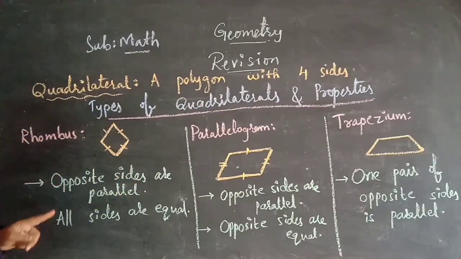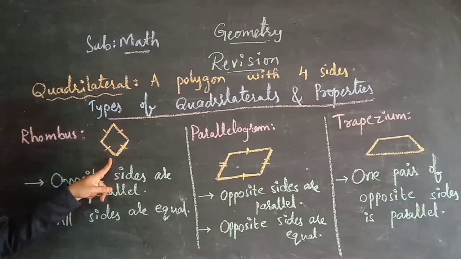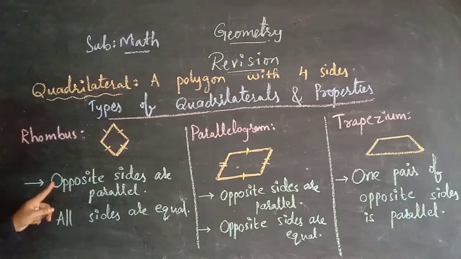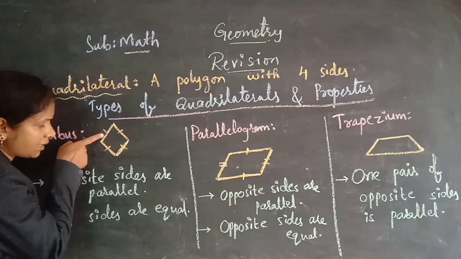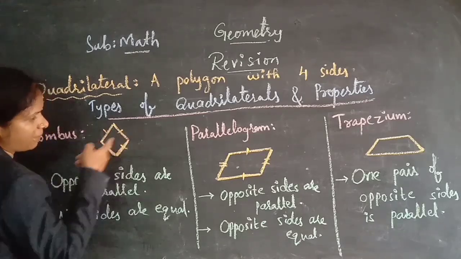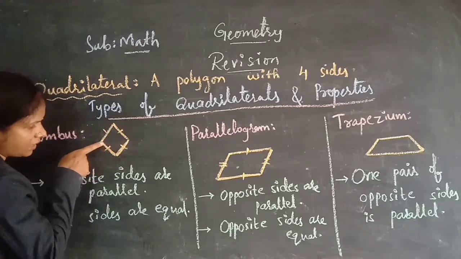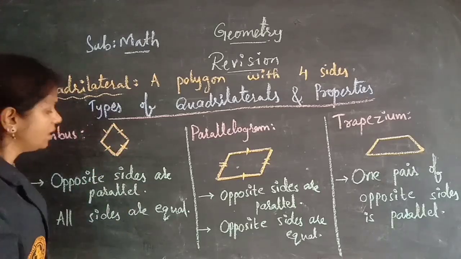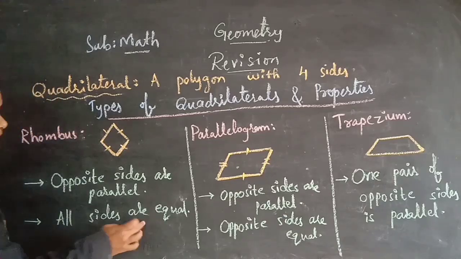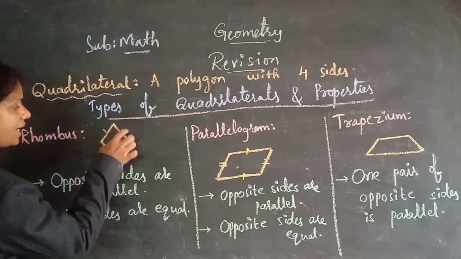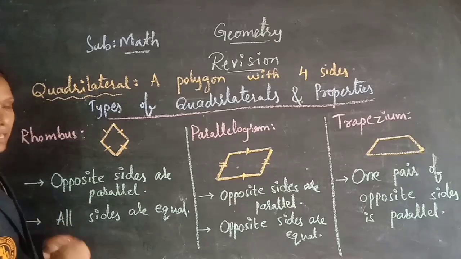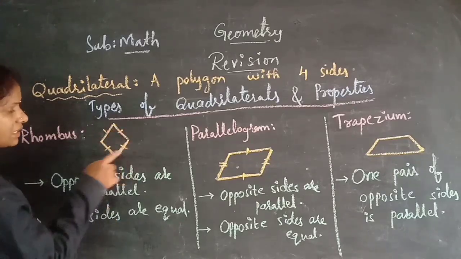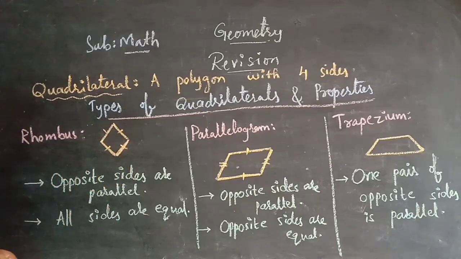Rhombus. A rhombus looks like this, and here are its properties. Opposite sides are parallel. See, this line segment and the opposite line segment should be parallel, and this line segment and its opposite should be parallel. Opposite sides should be parallel. Now, all sides are equal: all line segment lengths should be equal here. This is a rhombus, children.